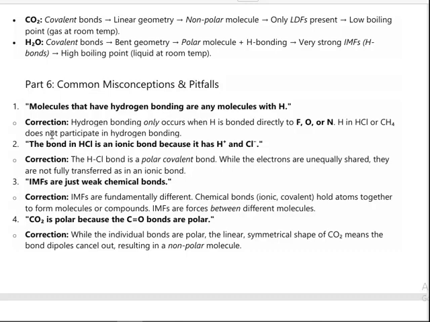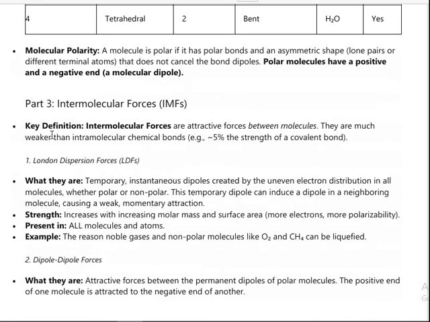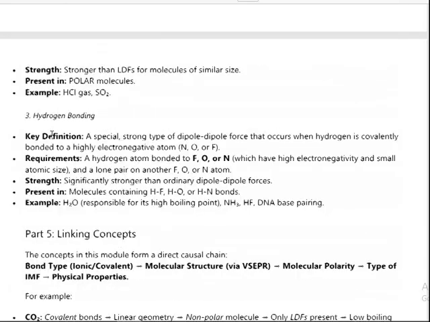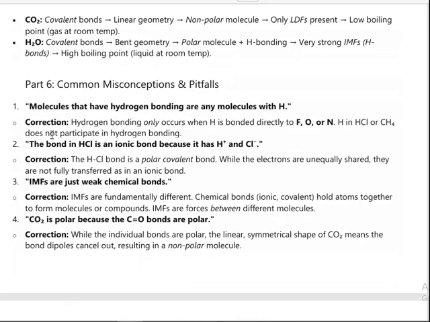Now to the fourth misconception. CO2 is polar because CO is polar. No. Remember we said for something to be polar, there are two conditions that must be met. One, it must have polar bonds and an asymmetric shape. That is not what you have for CO2, so that is why CO2 is non-polar.